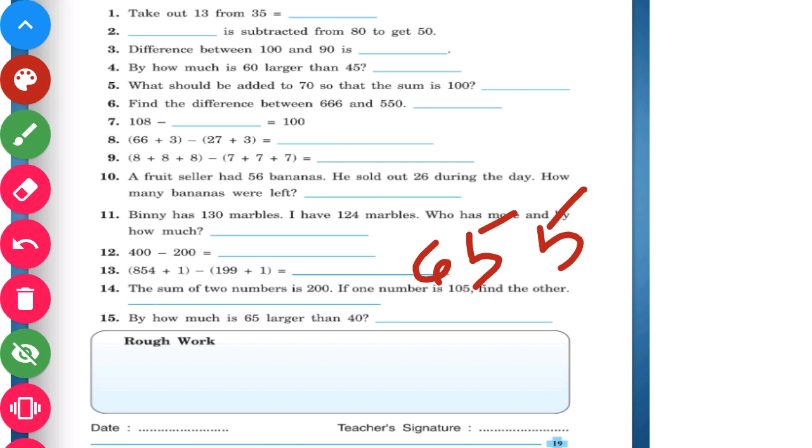Okay, now question number 14. The sum of two numbers is 200. If one of the numbers is 105, find the other. So the sum of two numbers is given. That means if we add two numbers, we will get 200. And one of the numbers is 105 and we have to find the other. So what we will do, we will subtract the smaller number from the greater number. That means we will subtract 105 from 200.